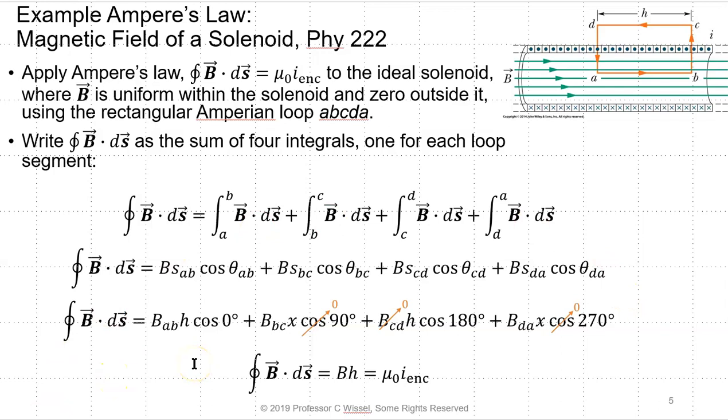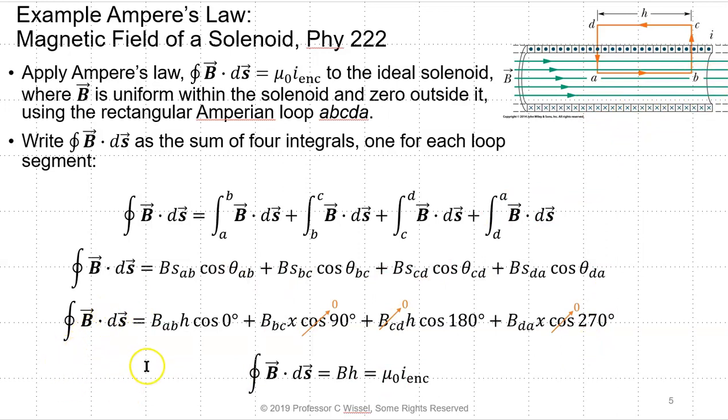Now, most of these drop out. The only one that does not drop out is this one, A to B, because this angle is 0. It's the angle between B and this part of the loop, so it's 0. This one is 90 degrees, so it drops out. This one, there's no magnetic field outside the loop, so B for CD is 0, so that one drops out. And again, this one is perpendicular to the magnetic field. The cosine of 270, of course, is 0. So the only one that sticks around is this first part of the loop, A to B.